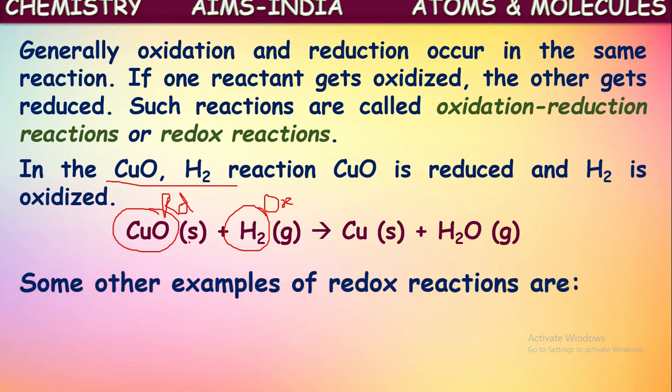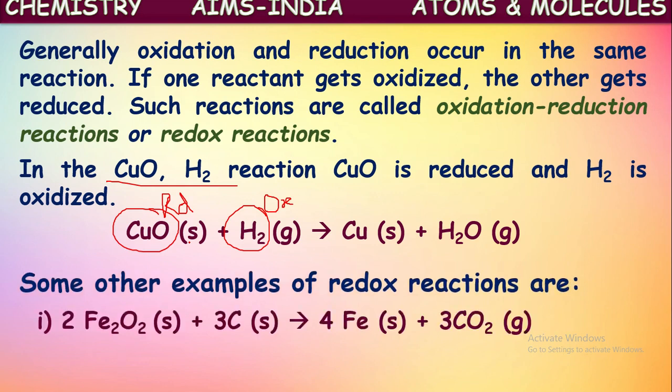Let us see some other examples of redox reactions here. Iron oxide on reaction with carbon forms iron and carbon dioxide. So this is an example of a redox reaction because here iron oxide loses oxygen, so it underwent reduction, and carbon gained oxygen, so it underwent oxidation. So it is a redox reaction.